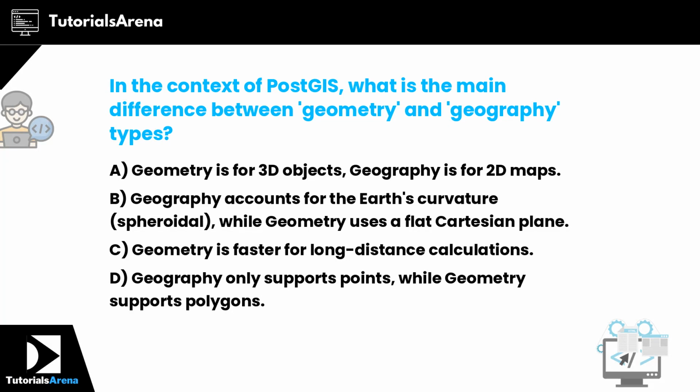In the context of PostGIS, what is the main difference between geometry and geography types? The correct answer is option B. Geography accounts for the Earth's curvature, spheroidal, while geometry uses a flat Cartesian plane.